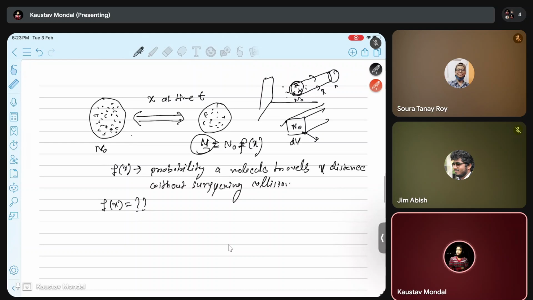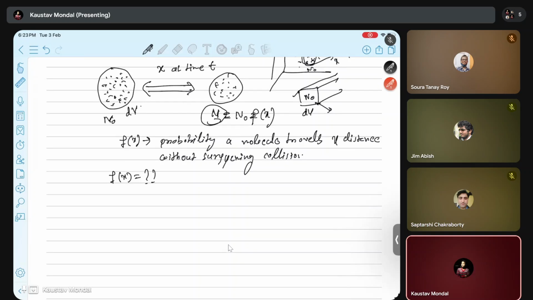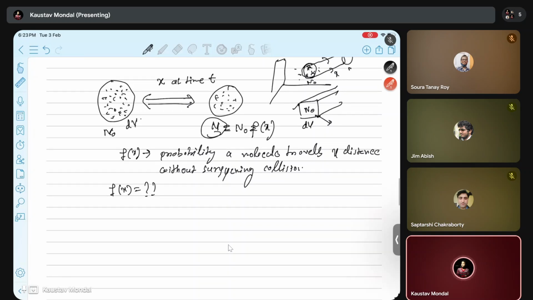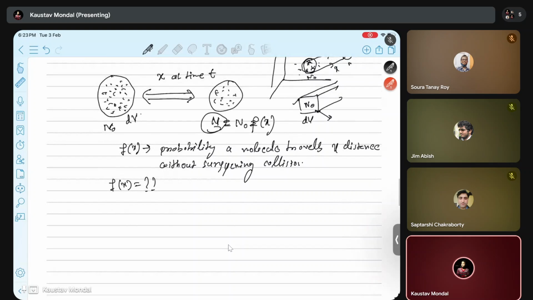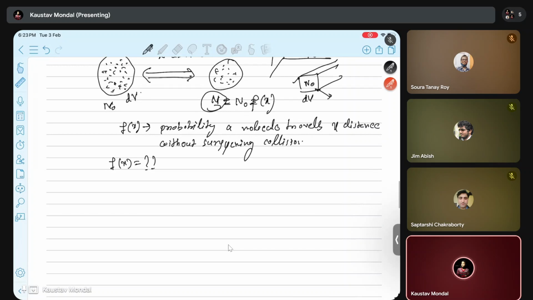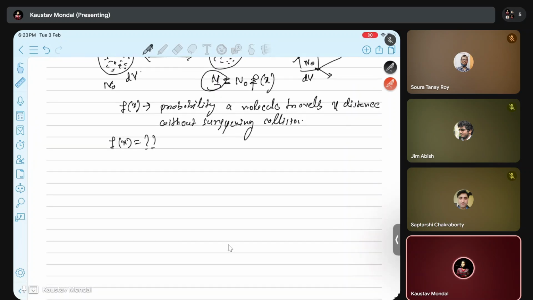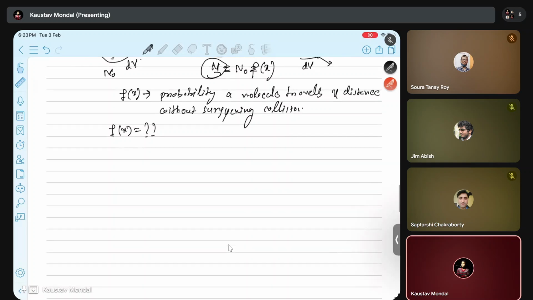Like dV, let's say this is a small volume element dV. So that's why we are multiplying the total number of molecules with the probability f(x) that it doesn't suffer a collision. So we want to find the expression of f(x).